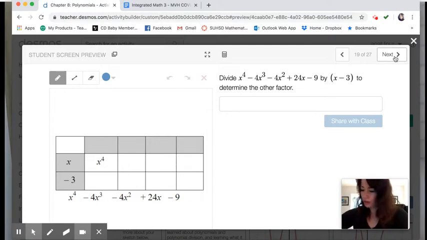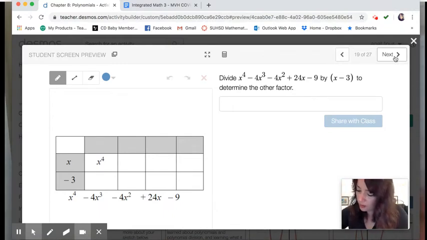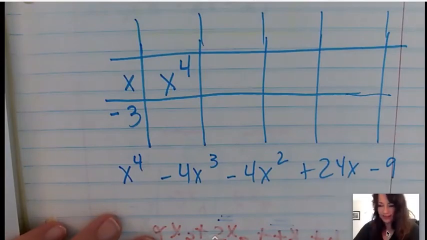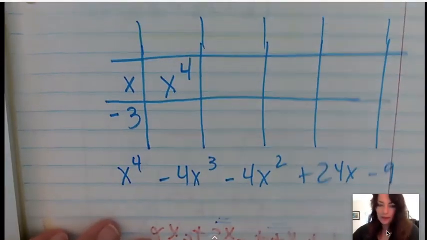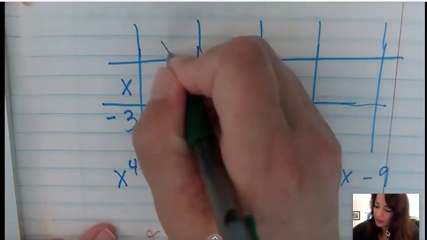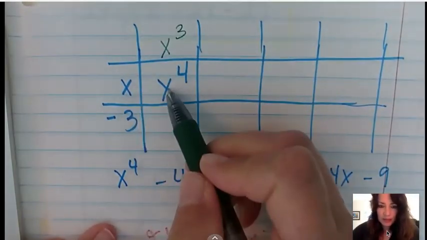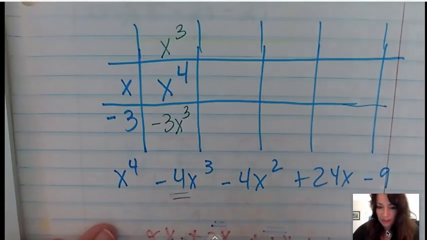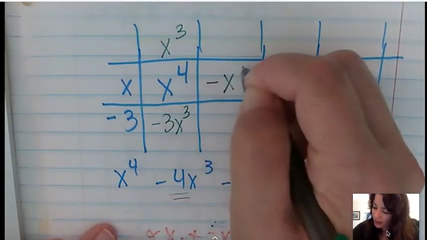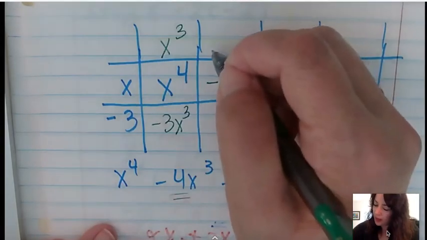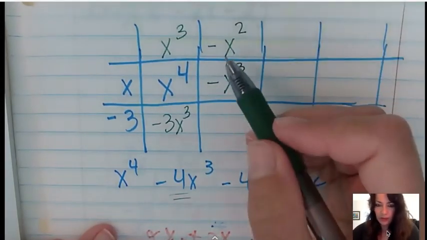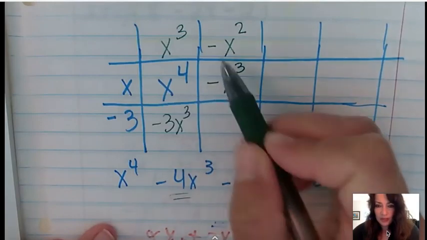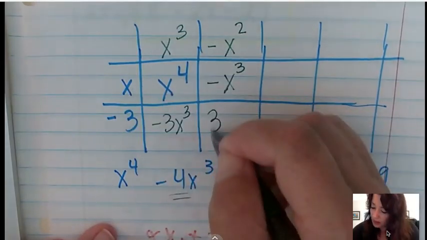Okay, so I will use my paper to write this since my app doesn't work well. Let's go ahead and see what we get. This is so exciting. All right, so up here, it's going to be an x cubed, because x cubed times x is x to the 4. This will give us negative 3x cubed. I want the next term to add up to negative 4, so I will subtract negative x cubed, and this will have to be a negative x squared here. And negative x squared times x gives this. Negative x squared times negative 3 is positive 3x squared.